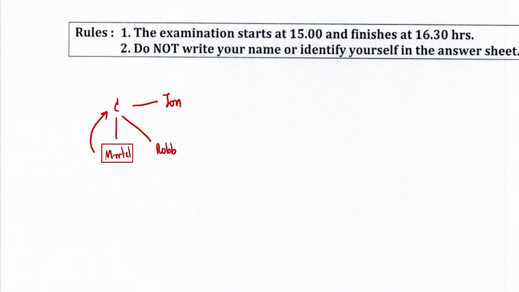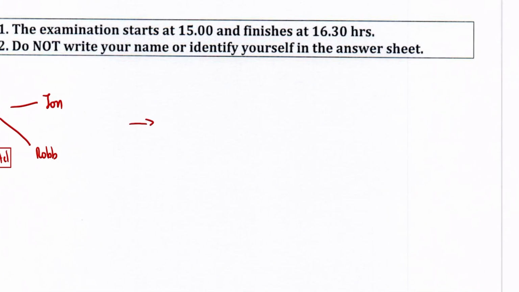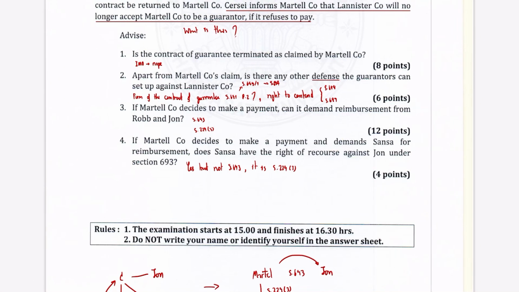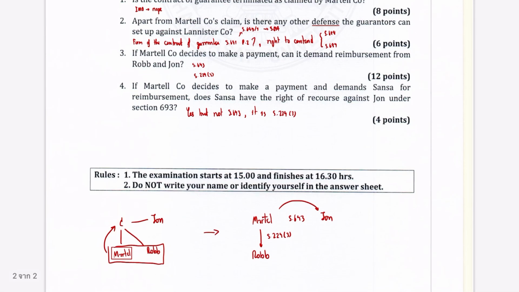So if Mattelco decides to pay the creditor, Mattelco will be given the right of reimbursement under section 693 to demand directly from John, who is the debtor, the right of reimbursement, including the principal debt and interest, or the part that he suffered because of the guarantee. Or he can subrogate under section 229 subsection 3 because he was put in the position of the joint debtor, which is Rob here, to demand another proportion from Rob. So that is it. Can he demand reimbursement from Rob and John? The answer is yes.